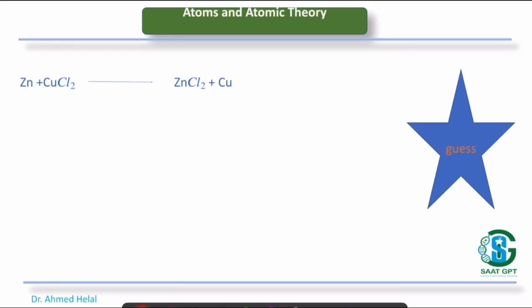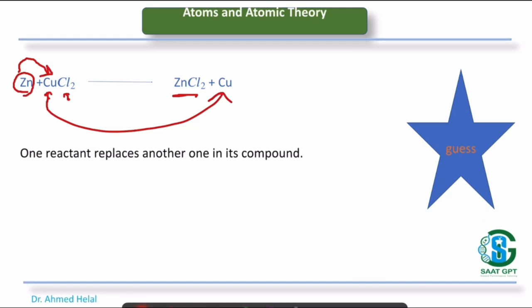What happens here? Try to guess. This is Zn, zinc. Here we have copper, and here we have chlorine, okay? Zn replaces copper. So I have ZnCl2, and here Cu is out. Zn replaced Cu. It's known as single replacement reaction.